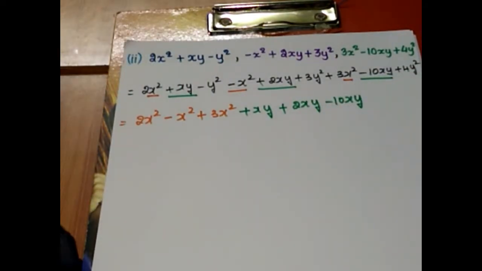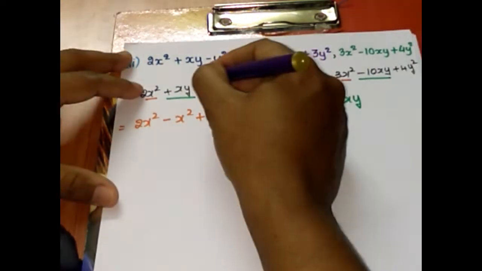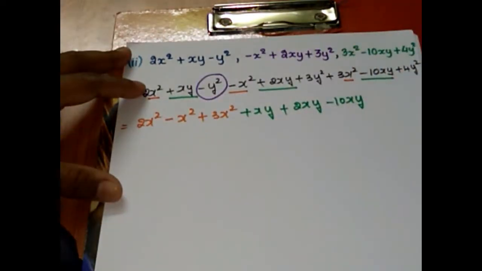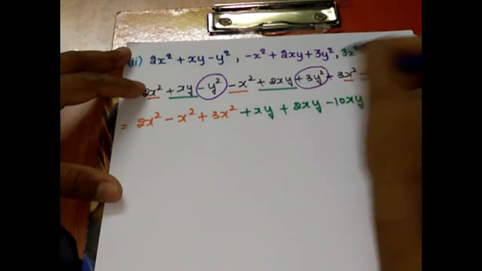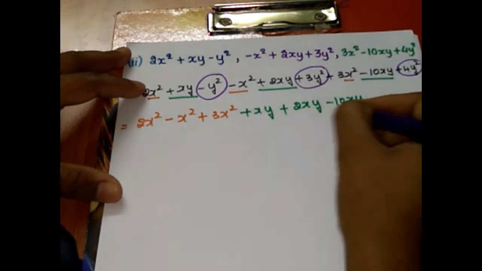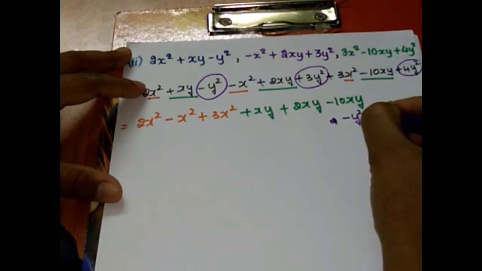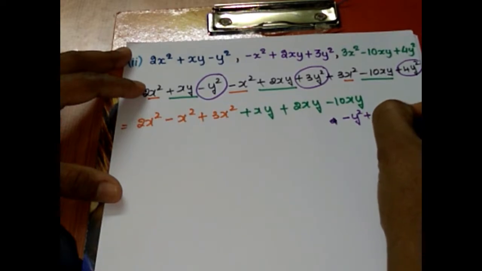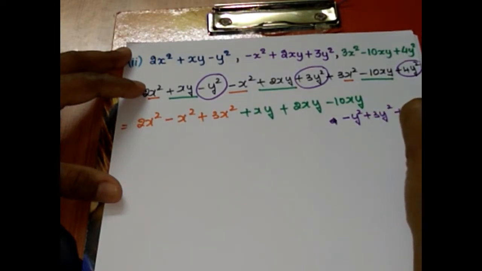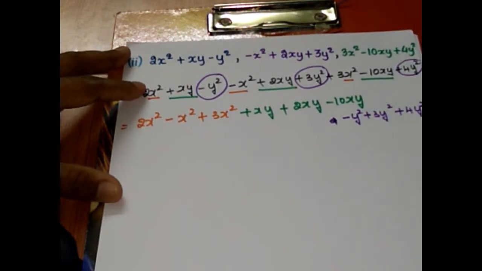Now the last group, the left out one, which are those? Minus y square, then plus 3y square plus 4y square. I'll just go to the next line, as there is no place in my first line. Please try to write it in a single line, children. Minus y square plus 3y square plus 4y square.